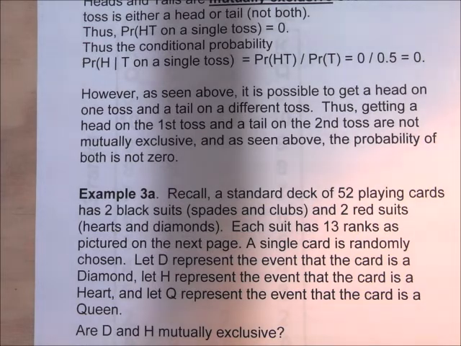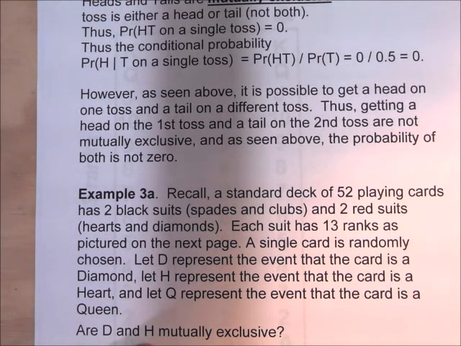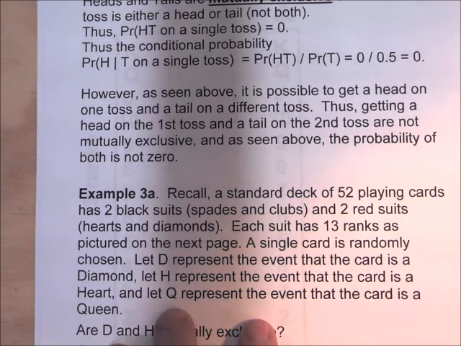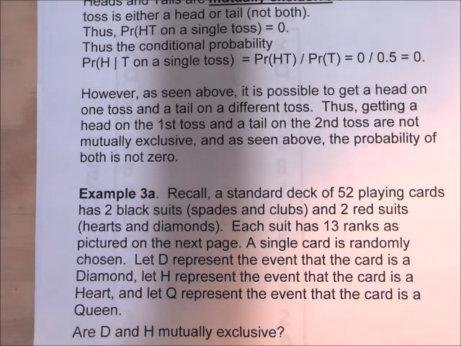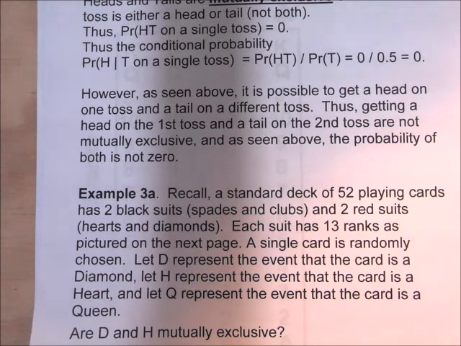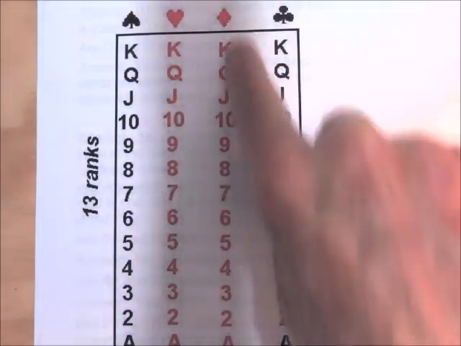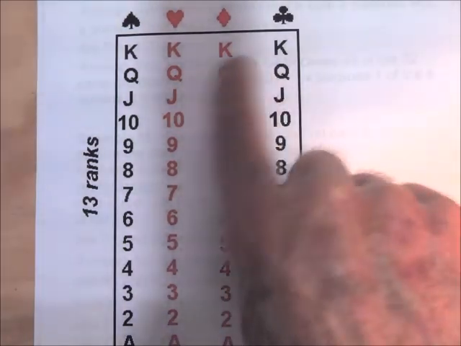We have 2 black suits, spades and clubs, and 2 red suits, hearts and diamonds. Each suit has 13 ranks. Those are pictured on the next page. A single card is randomly chosen. Let D represent the event the card is a diamond, H represent the event the card is a heart, and Q represent the event the card is a queen. Are D and H mutually exclusive? Yes, a card can't be both a diamond and a heart. Here's the picture. These are hearts and these are diamonds. You can't have them both.